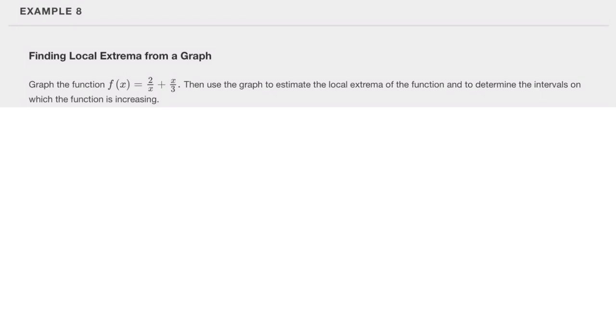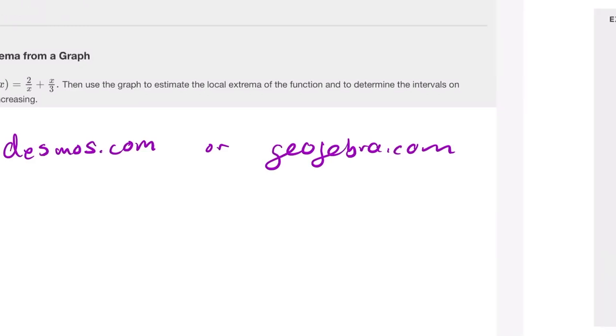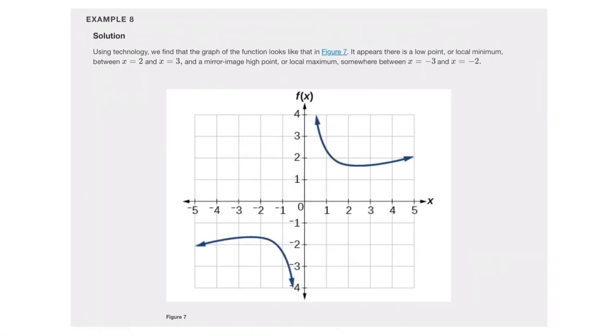Another free online graphing utility is desmos.com or geogebra.com. It would take some research on how to use them, right? How to type things in. But those are free online graphing utilities. Again, I'm just going to use my prepared notes for this. So using technology, we find the graph of the function.